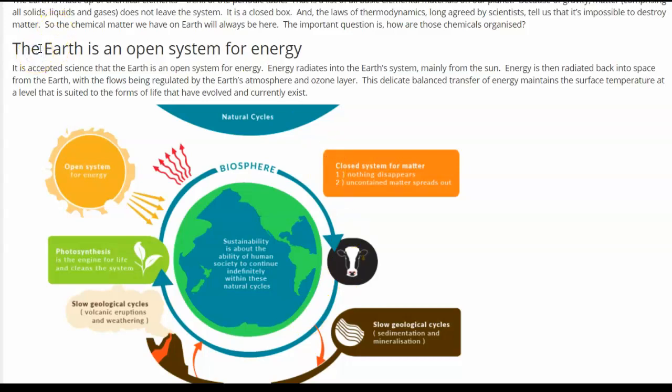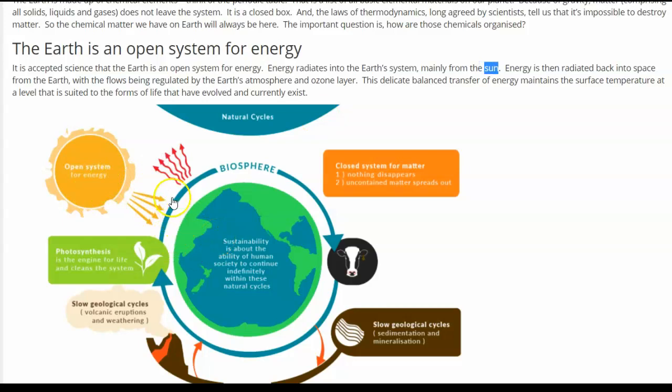All right, and then the Earth is an open system for energy. And let's think about that for a second. This is really easy, guys, to think about. What energy is coming into our atmosphere? If you're reading ahead, you're probably on the ball here. The sun, the sunlight is the type of energy that comes down in here to Earth.